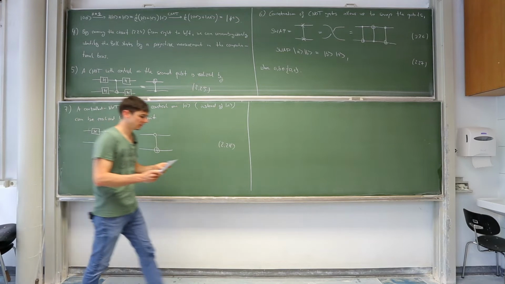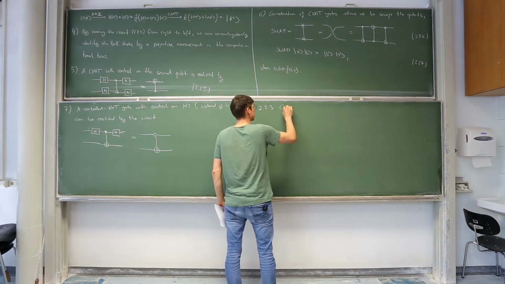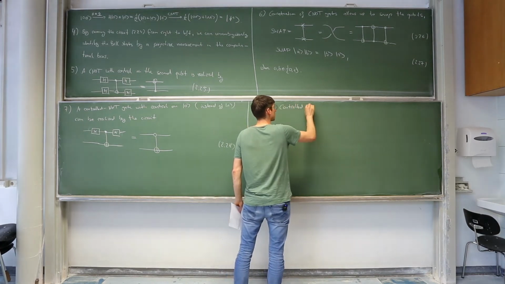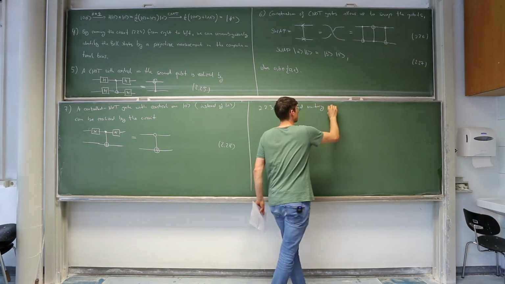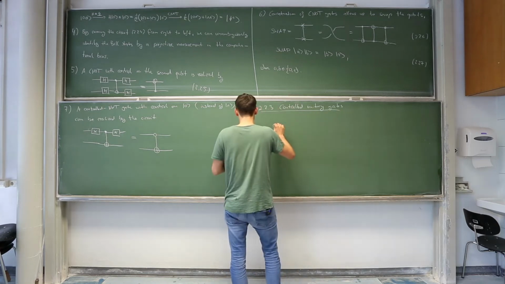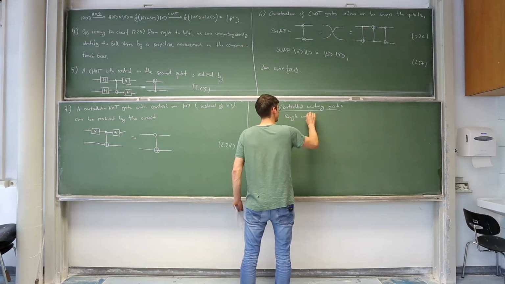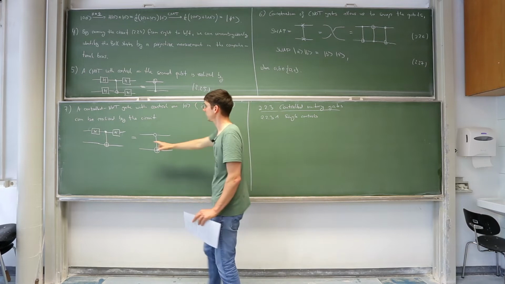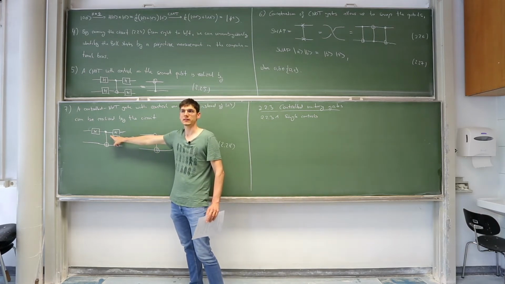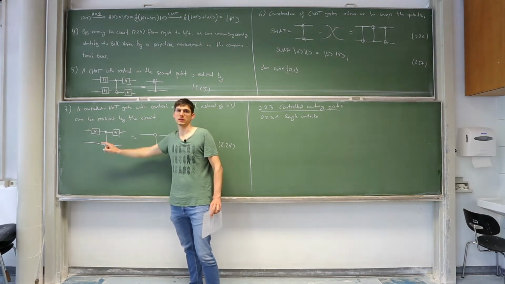So this is the next chapter: controlled unitary gates. First, we look at single controls. So far, we have already had a single control, right? But instead of restricting to a NOT gate, we now suppose that we have a control of any arbitrary single qubit unitary gate.